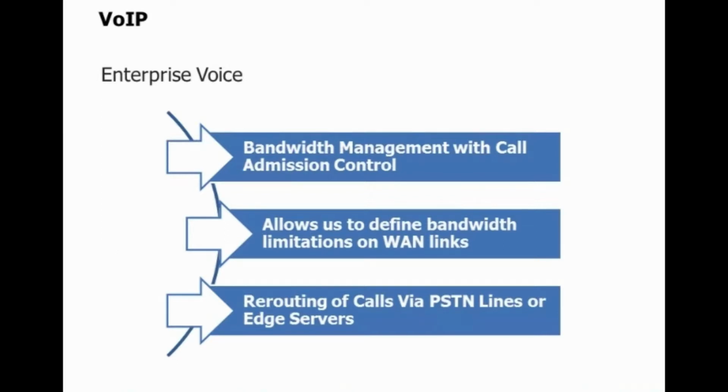With real-time audio calls going across our WAN links, bandwidth is always a concern to us. Microsoft Lync Server has a built-in bandwidth management feature called Call Admission Control. Call Admission Control allows us to define bandwidth limitations on WAN links that can be used for real-time audio or real-time video, either on a per-session basis or on a total aggregate basis. So if a user tries to place a call across the WAN link and there's not enough bandwidth to support that call because we've maxed out our limit, we can have that call get rerouted out through our PSTN lines or possibly out through our edge servers.